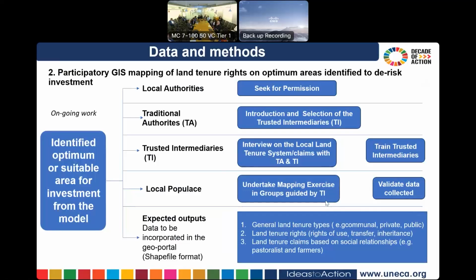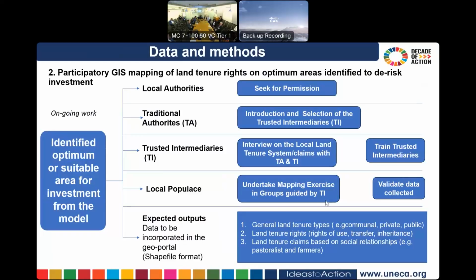In terms of the data, to look at de-risking, especially for the mapping component of the land data itself, we included the importance of working with the local authorities, the traditional authorities, and in that context, trusted intermediaries in those communities, because it's going to be very difficult for people to just go in and try to collect data on land, who claims the land. You can't just show up and do that. We want the local people to be the ones to do that. So this is the data that we are currently collecting.